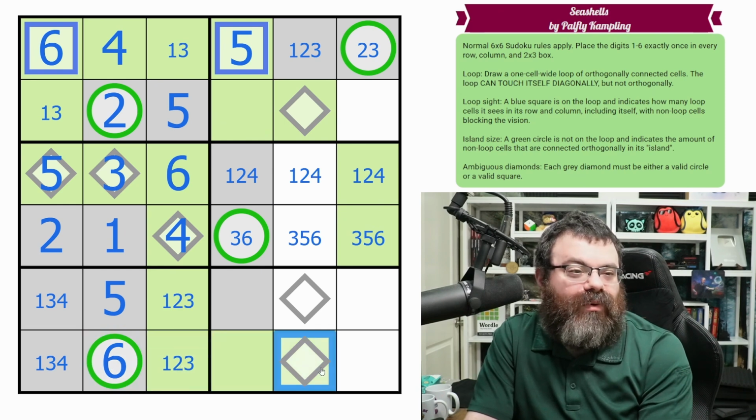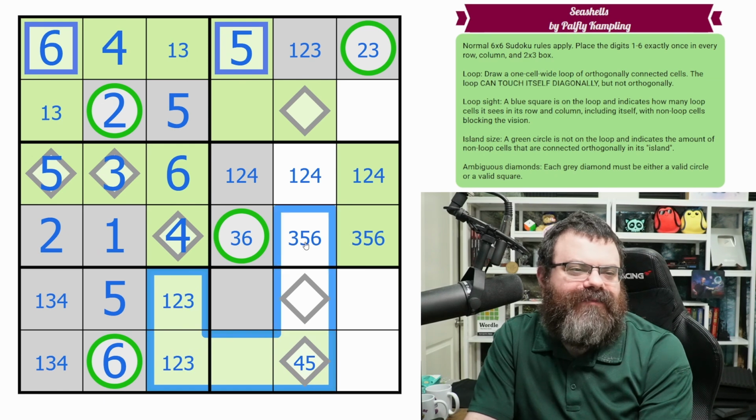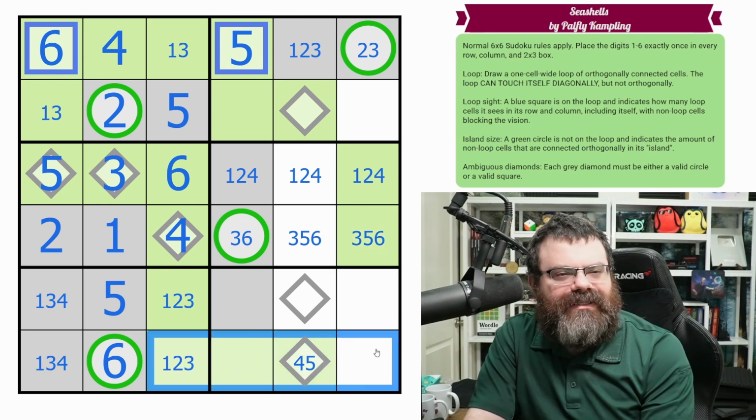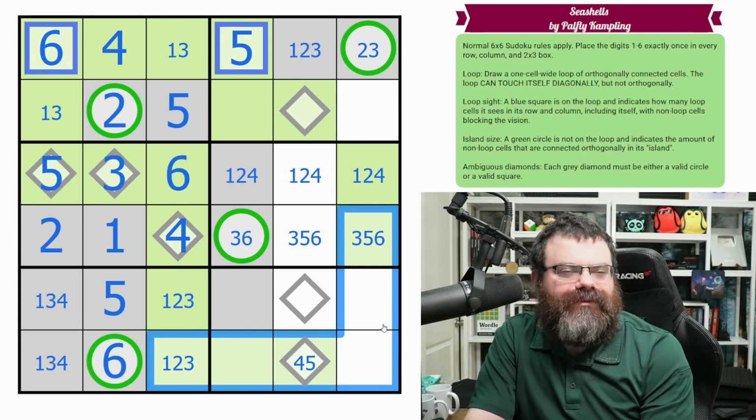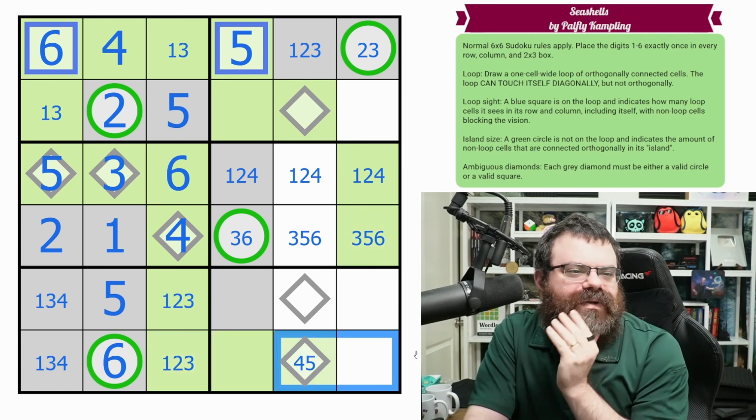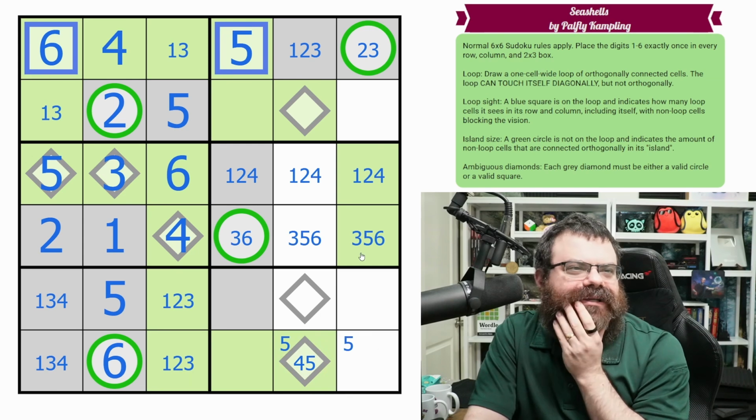This is at least 4. So it's 4 or 5 because it sees these 3 plus whichever way it goes. Can it actually be 5? Yeah, it would be 5 if it did this: 2, 3, 4, 5. If it does this, it would be a 4. I know one of these two is a 5. I don't know if that helps.